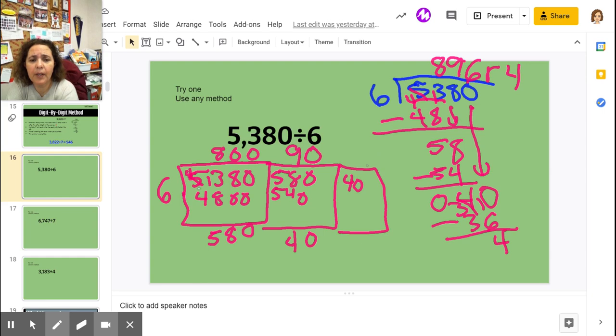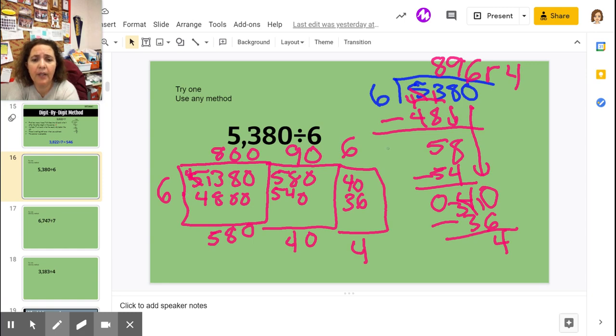And then 6 times what gives me 40? 6 times 6 is 36. So I'll put my 6 there. 36. And then 40 take away 36 is 4, but I can't continue because I'm out of numbers. I don't have another number, and I'm left with a 4. 4 is smaller than 6, so that means I'm done.